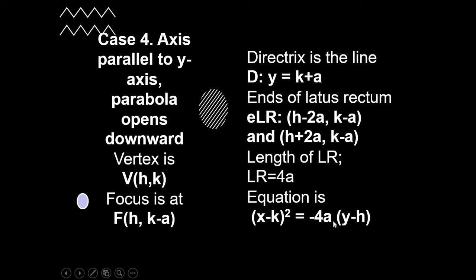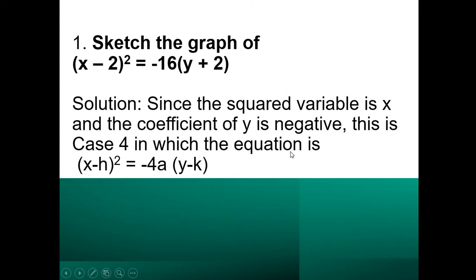I'm sorry, baliktad. This should be X minus H quantity squared equals negative 4A times Y minus K. Okay, baliktad. Sorry for that graphical error. Kasi yung partner ng X dapat H palagi. Yung Y naman, K naman. Okay? Sorry for that. So, this is case 4 kasi negative yung 16 and X being squared.